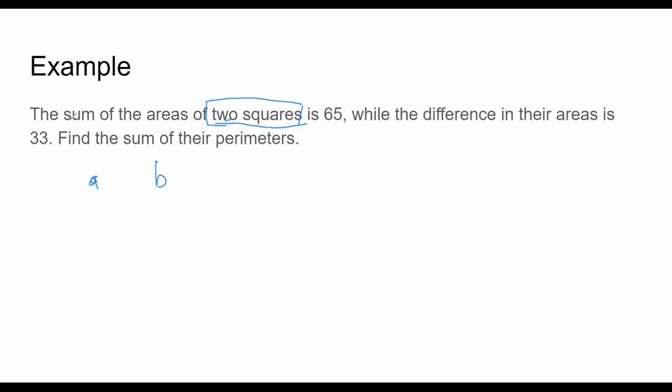So now, what equation can we set up from the first expression here? The sum of their areas is 65. A plus b equals 65. Close. But we defined a and b as the side lengths, and this is the sum of their areas. I mean, a squared plus b squared is equal to 65. Yeah, that's correct. That's because the area of a square is just its side length squared.